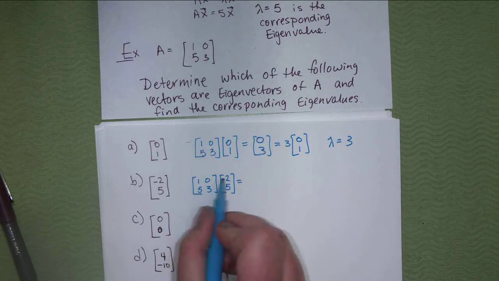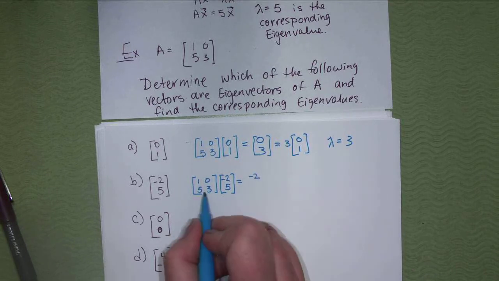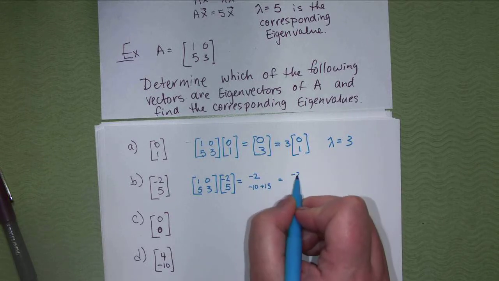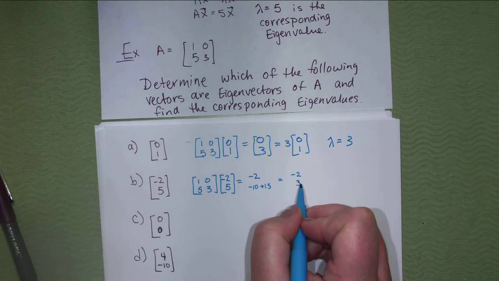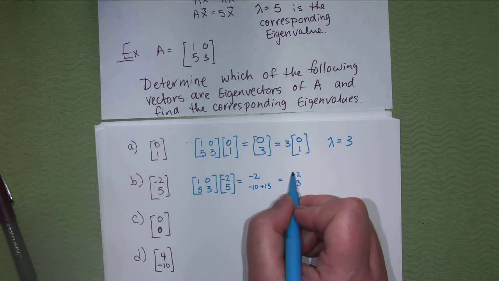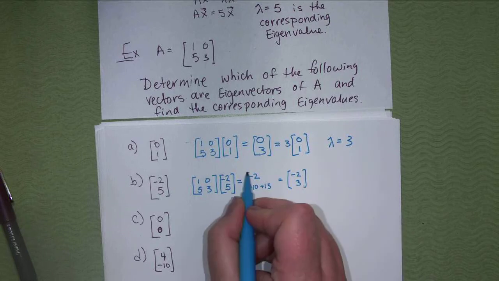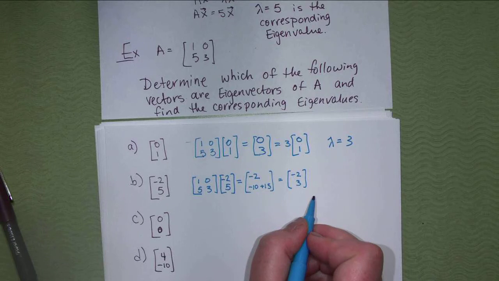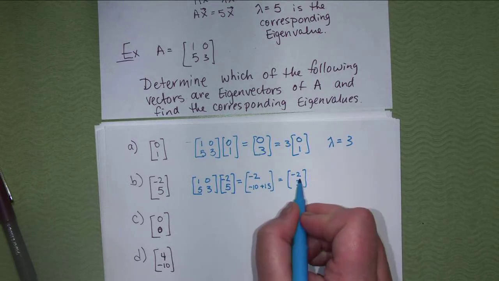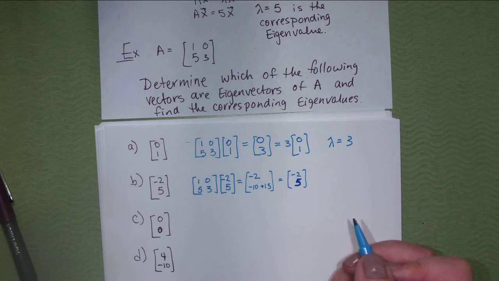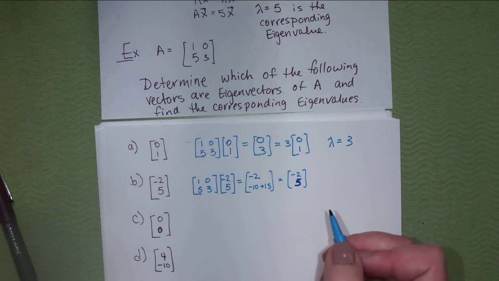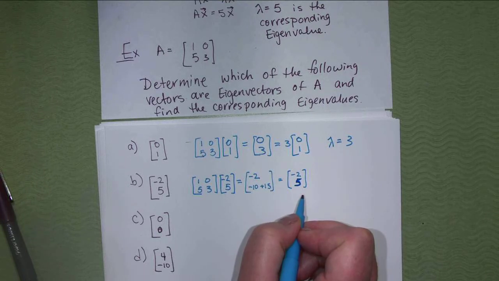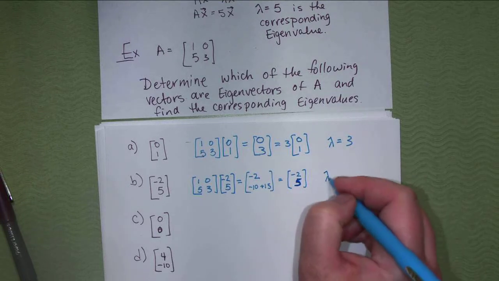So if we multiply, we get minus 2 plus 5, minus 10 plus 15. So we get minus 2, 3. Is that right? Okay, so can we factor something out so that these are multiples of each other? Oh, 5, thank you. Minus 10 plus 15 is 5, yeah. So they actually are the same. So what would the eigenvalue be? 1. Lambda equals 1.